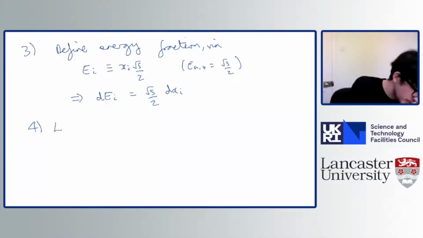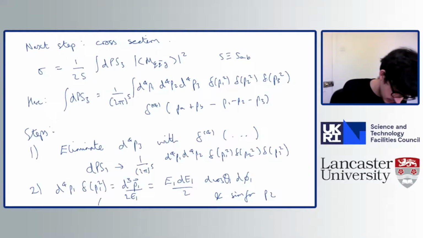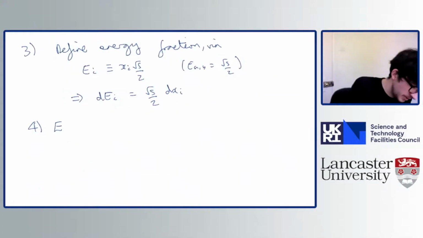And finally, we've got one delta^3. We've got rid of both of those by writing things in this way, but we've still got that one. So we also need to eliminate that.